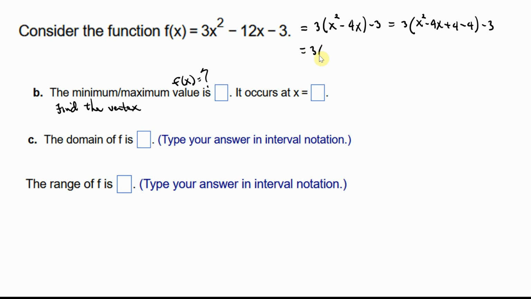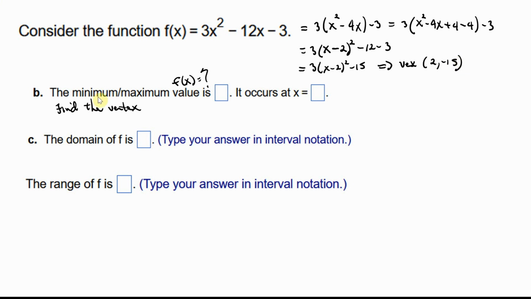So this is 3 times x minus 2 to be squared. Take the negative part out. That's the 3 times the -4, that's a -12, minus 3 on the outside. So we get 3 times x minus 2 to be squared minus 15. So here, the vertex is 2 comma negative 15.